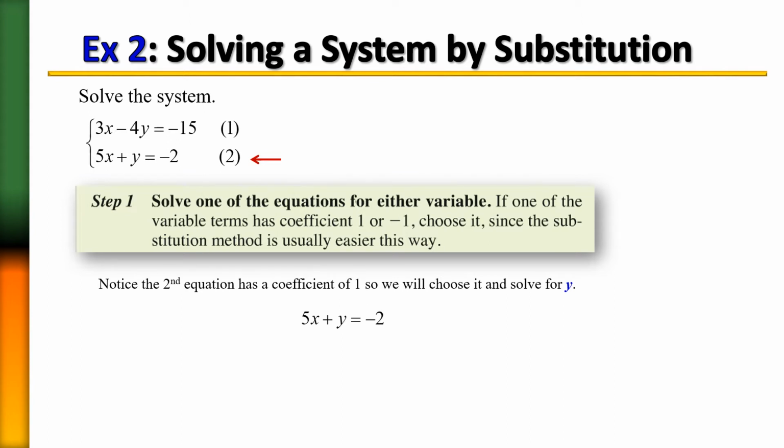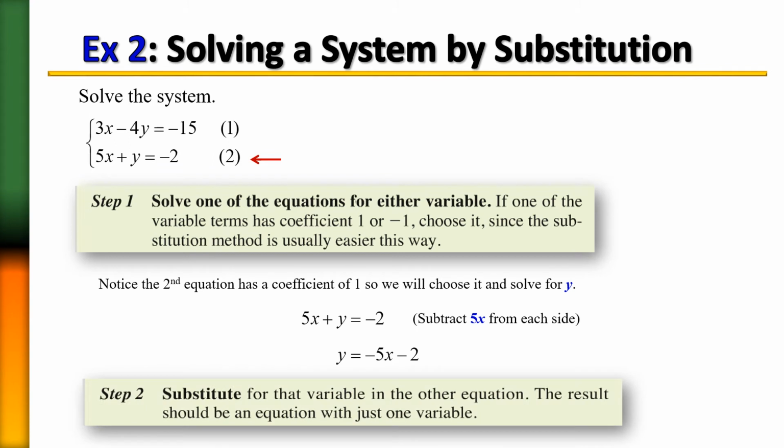So what will be my first step to getting y by itself? If you said subtract 5x from each side, that is correct. And now that we've solved for y, we took that from equation number 2. Now we're going to plug that into equation number 1, the one we didn't use. We're going to plug in -5x minus 2, and we're going to plug it in y's place.